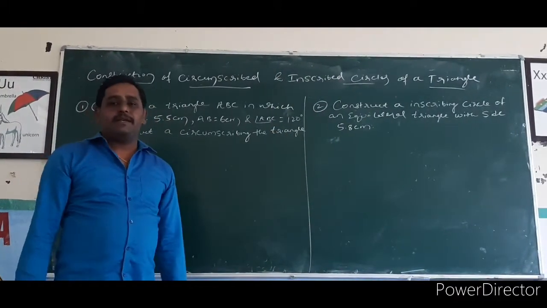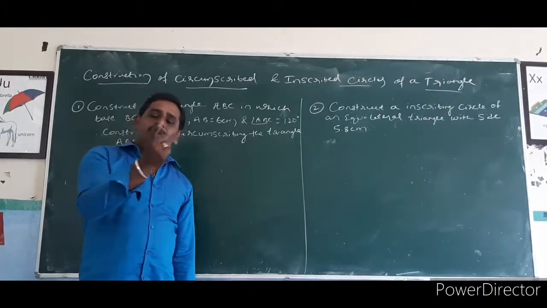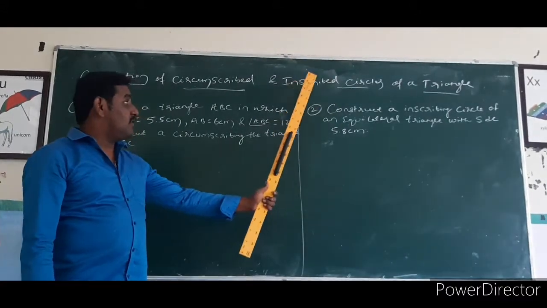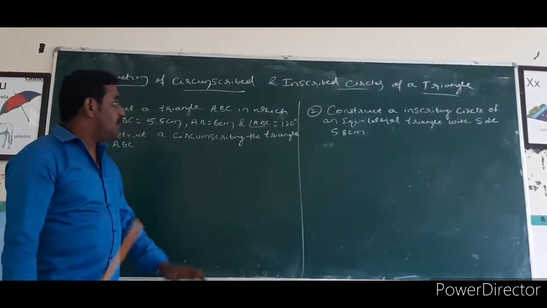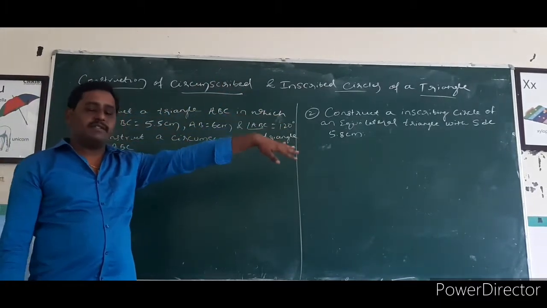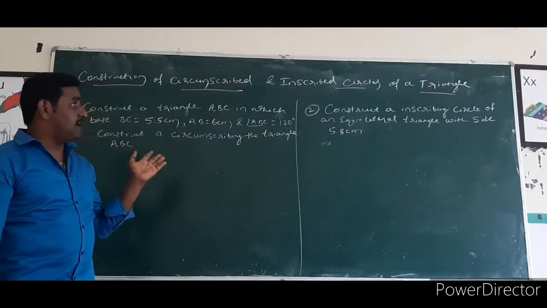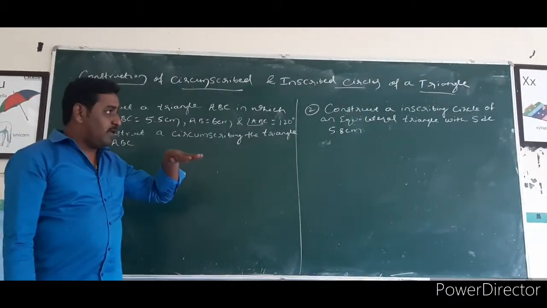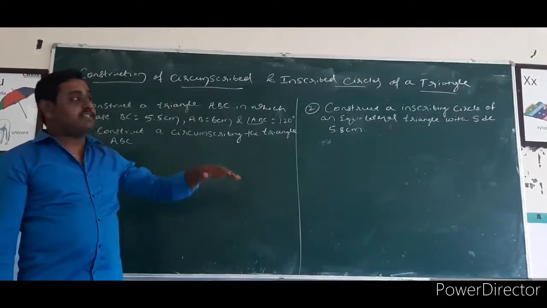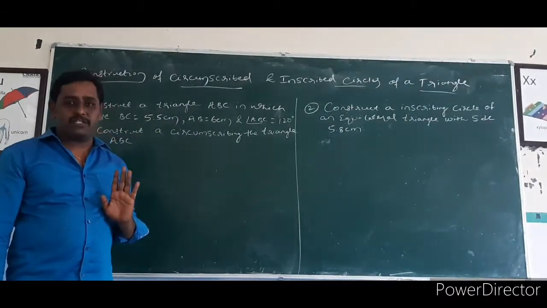Inscribed circle means a circle touches all the 3 sides of the triangle. Means the polygon is outside, the circle is inside the polygon. That's why this is called an inscribed circle. Let us do these constructions of circumscribed and inscribed circles. If in the exam hall they ask to construct a circumscribed or inscribed circle, first we have to construct a triangle based on the given data, and then construct either the circumscribed or inscribed circle, whichever they give in the question.